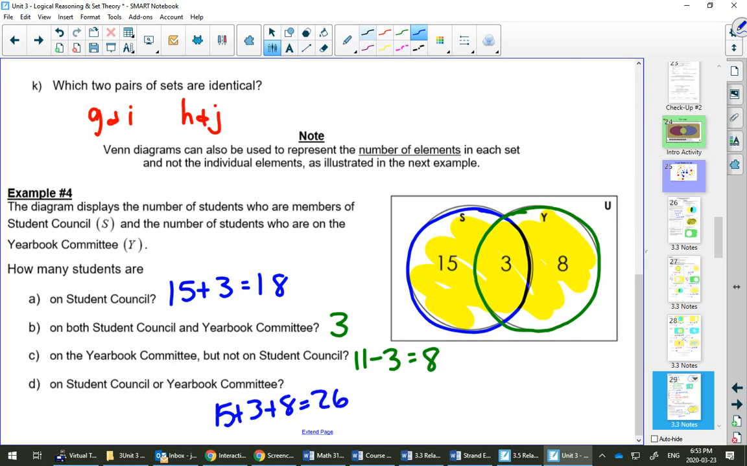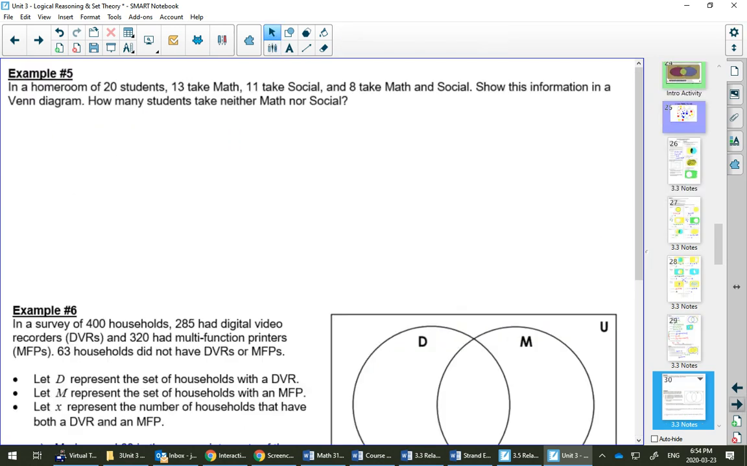Now in this particular question, there were numbers in all the circles and everybody was represented as either student council or yearbook. We can get into questions as well where there's a number in the universal set that's outside of those circles, and that would represent the number of students who were not on student council or yearbook. Okay? And so we'll look at some of those here right away. So often you're going to be given a question where you're just given the information and you need to set up the Venn diagram yourself. The outside box is going to be the universal set, and then the individual circles will represent your subsets.